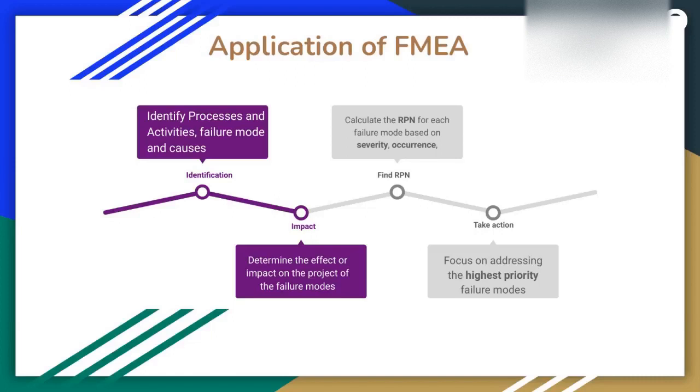And then once the team knows which RPNs they need to look at, they should take the appropriate action, right? So focus on addressing the highest priority failure modes first, because you may or may not have sufficient time to address every single failure mode. You may only want to address a few of the critical ones first, at least. Okay, so yeah, these are the four steps in the application of failure mode and effect analysis.